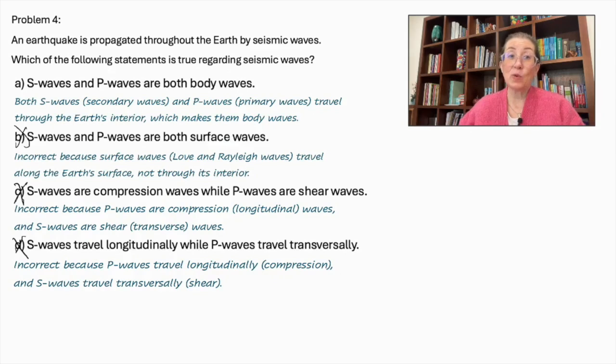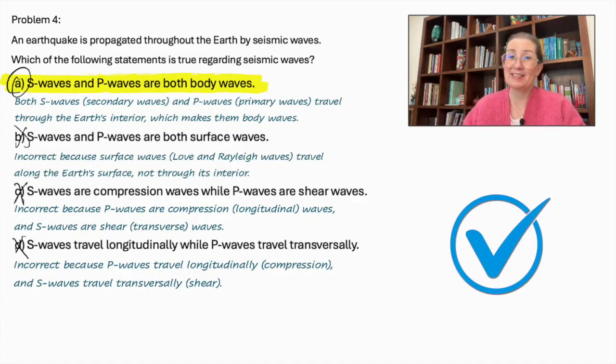Finally, we have S waves and P waves are both body waves. Both S waves, secondary waves, and P waves, primary waves, travel through the Earth's interior, which makes them body waves. And that is the correct answer.